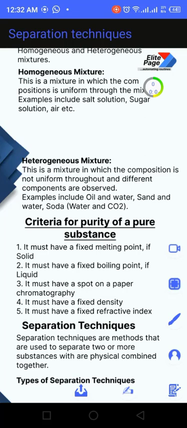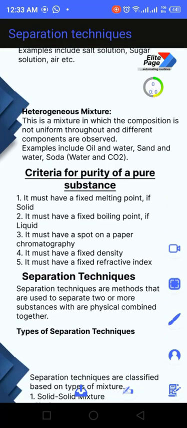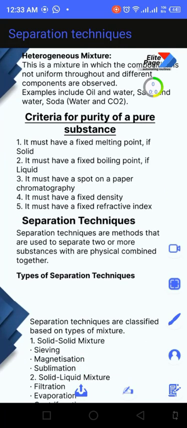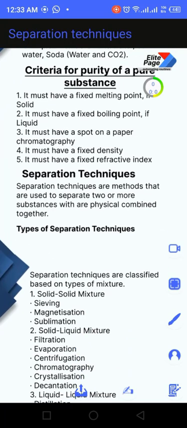The next one, criteria for purity of a pure substance. Here we'll be looking at the factors to know that a substance is pure. Number one, it must have a fixed melting point if solid. Number two, it must have a fixed boiling point if liquid. Number three, it must have a single spot on a paper chromatography. Number four, it must have a fixed density. And number five, it must have a fixed refractive index.